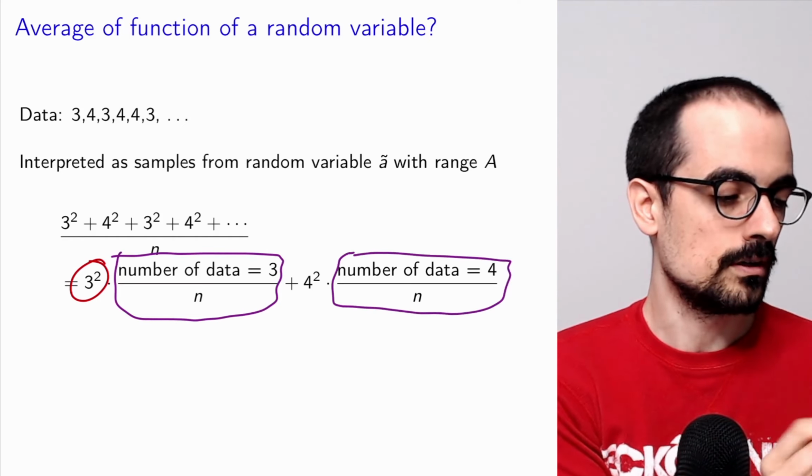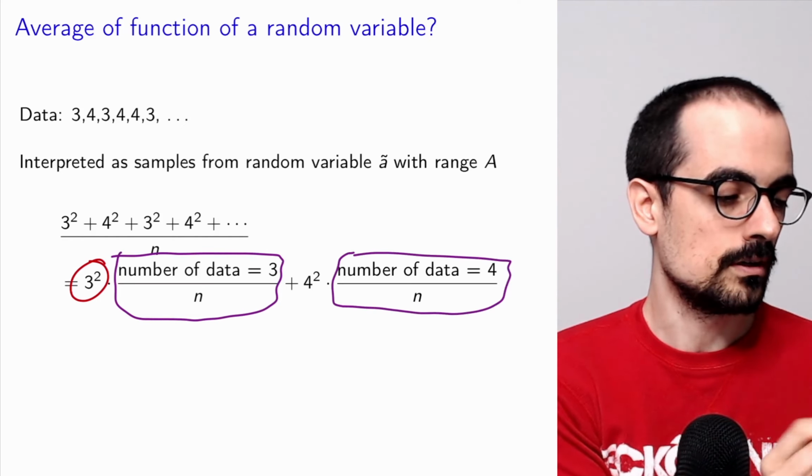So this suggests generalizing our definition of the mean of a random variable to the mean of a function of a random variable, where we take the function, we sum over all the possible values, and we weight by the PMF of the random variable.